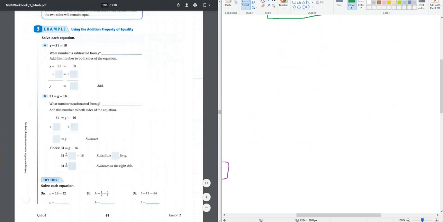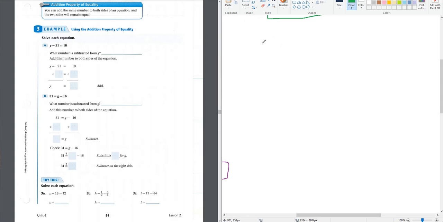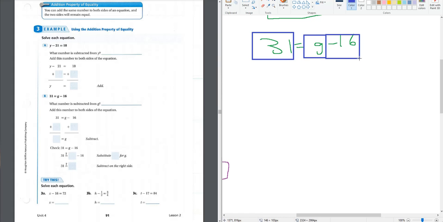Let's do another one. So here we got 31 is equal to g minus 16. Again, it doesn't matter if the variable is on the left or right side. All that matters is that once you identify your variable, you're going to move everything that's not that variable away. So here, let me move it a little higher. There, sure. So this minus 16, that's not a variable. So I'm going to move it away. I'm going to get rid of it.